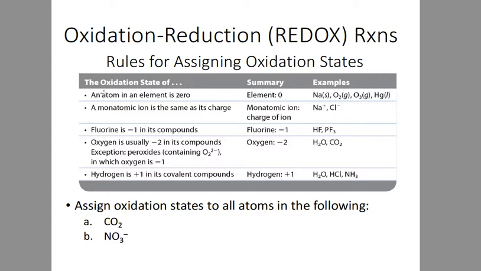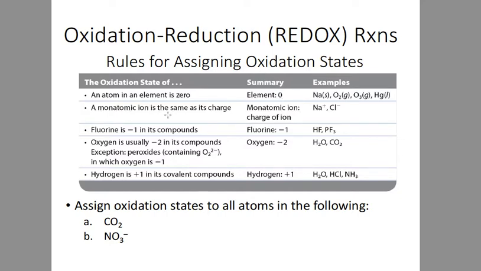So the first rule is an atom in its elemental form is always going to have an oxidation state of 0. So what do we mean by that? An elemental form of something. We know that most of our metals exist as solids. So if you see sodium solid, hydrogen gas, oxygen gas, now remember, those would have to be diatomic. That would mean that both these oxygens, or if we have ozone, all three of these oxygens, all have an oxidation state of 0. Mercury exists as a liquid. All of those would have a 0 oxidation state.